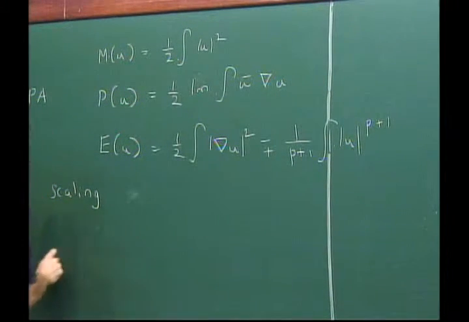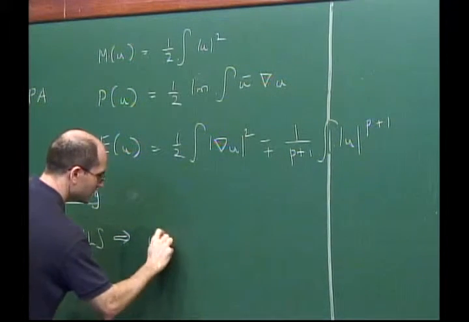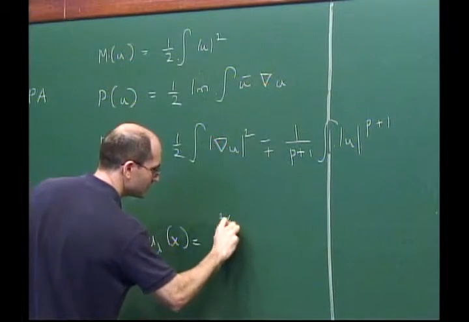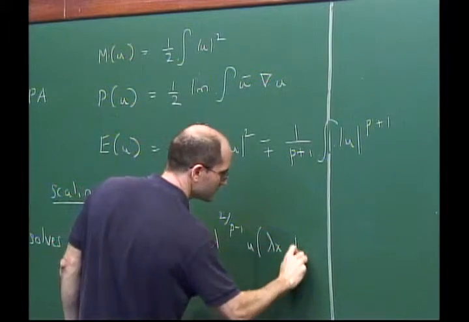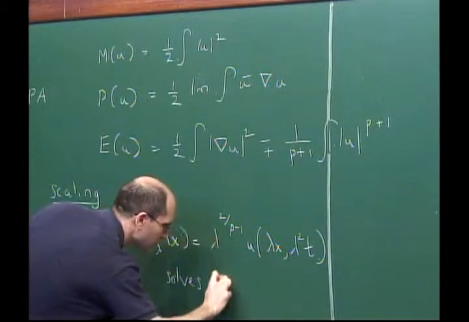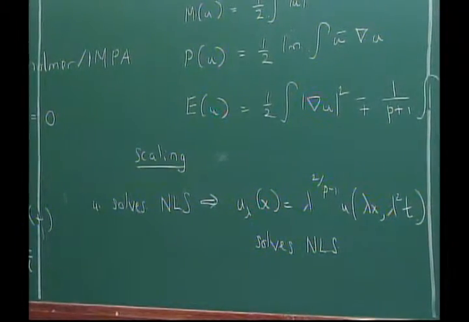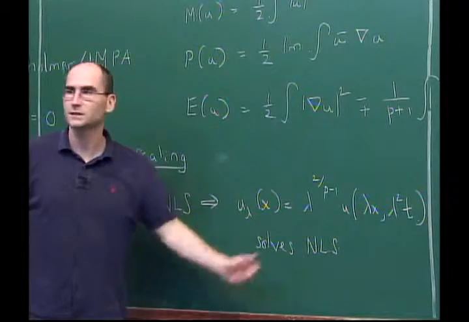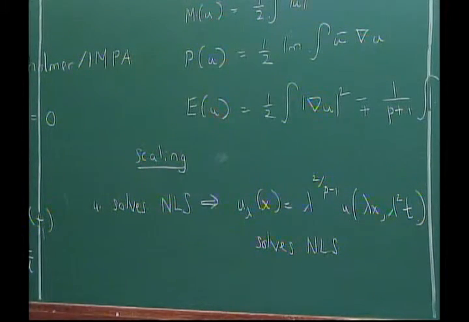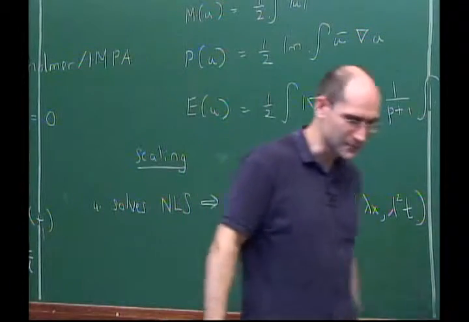So you have the scaling, which is that u solves NLS implies that u sub lambda, which is lambda to the 2 over p minus 1 times u of lambda x, lambda squared t, also solves NLS. And that's just because the power in front is chosen in such a way that the Laplacian gives you lambda squared popping out, the dt gives you lambda squared, and then this will also give you lambda squared.